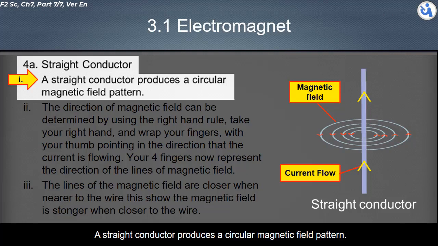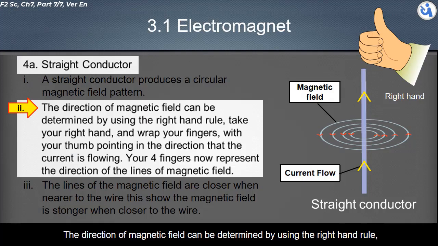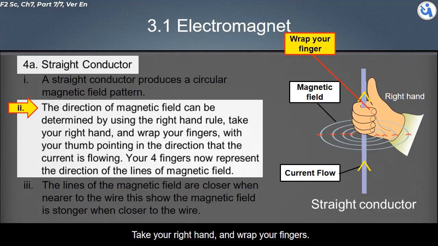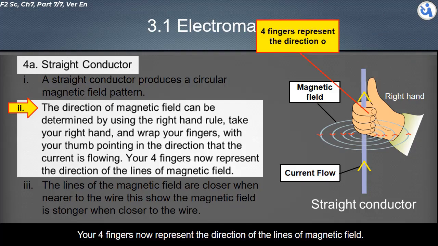A straight conductor produces a circular magnetic field pattern. When the current flows through a straight conductor, you need to imagine that the circular magnetic field pattern occurs along the straight conductor. The direction of magnetic field can be determined by using the right hand rule. Take your right hand and wrap your fingers, with your thumb pointing to the direction that the current is flowing. Your four fingers now represent the direction of the lines of magnetic field.